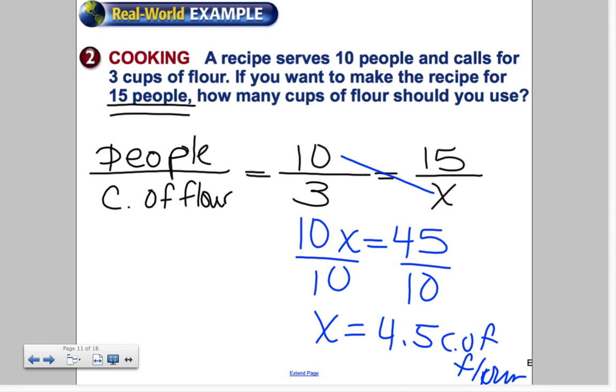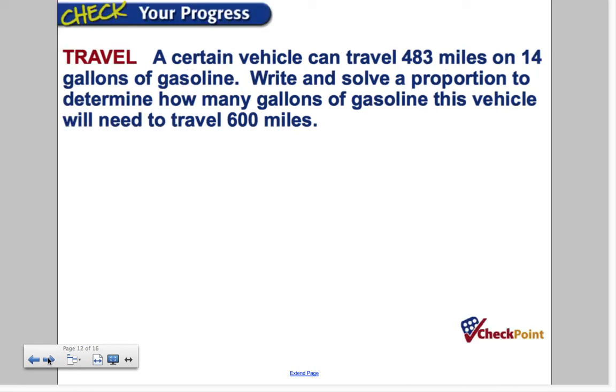It'll take us two. How about you do the next one by yourself? All of it. What are we doing? Not cooking, but we're doing what? Traveling. All right. Does that make sense? The labels on traveling.